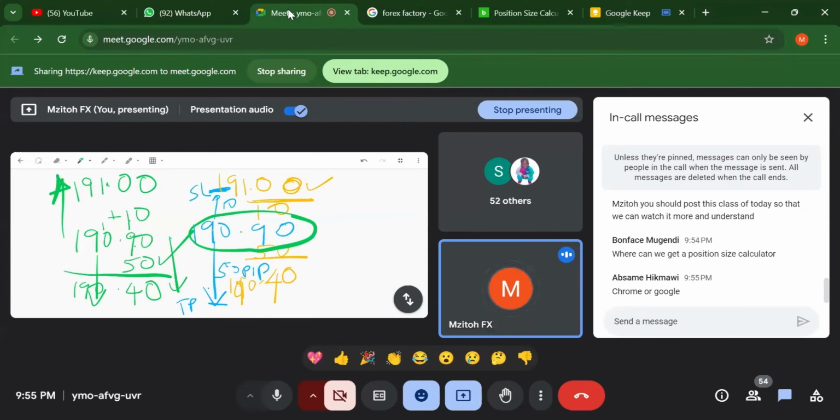Where can we get the position size calculator? For Chrome, in Google Chrome, if you're using Chrome itself, yes. I think Chrome is better, yes.